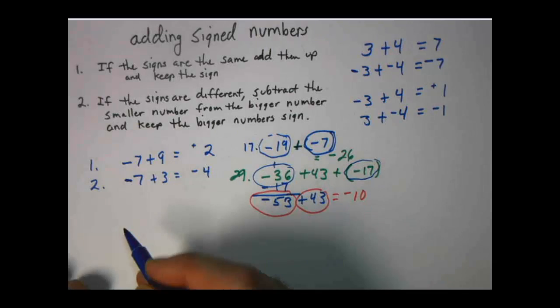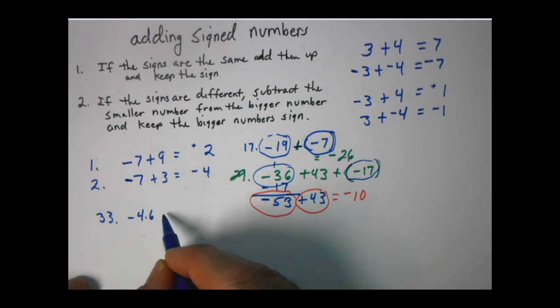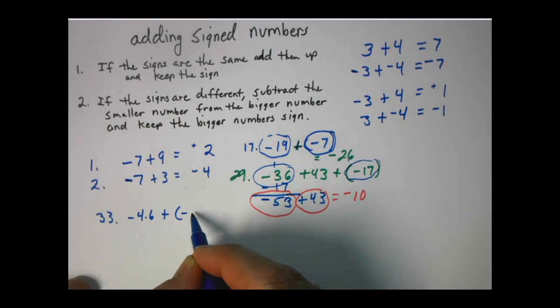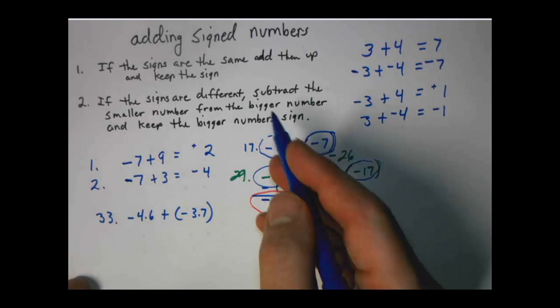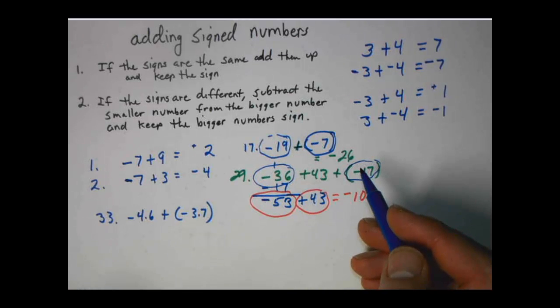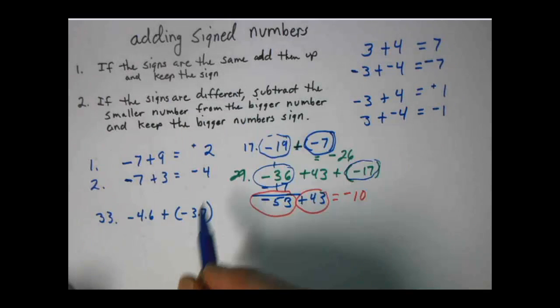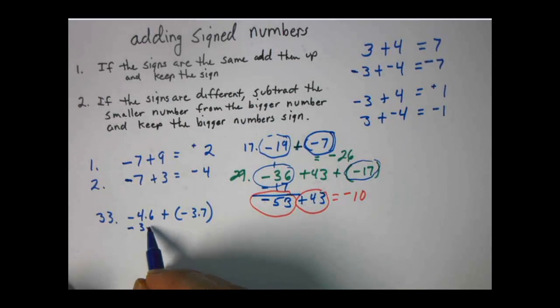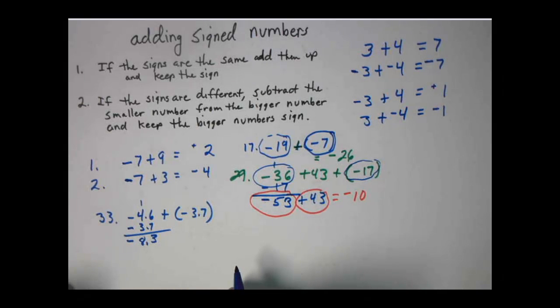Well, what if they throw, like in problem 33, what if they put decimals in? How does that affect anything? Well, it doesn't. Rules don't change. These are rules, so they're not going to change whether it's fractions, decimals, or whatever. So the signs are the same. So what are we going to do? We're going to add them up. So we just add them up. 3, carry the 1. Total of 8.3. Signs are the same. Keeps the same sign in its answer, and we're done.